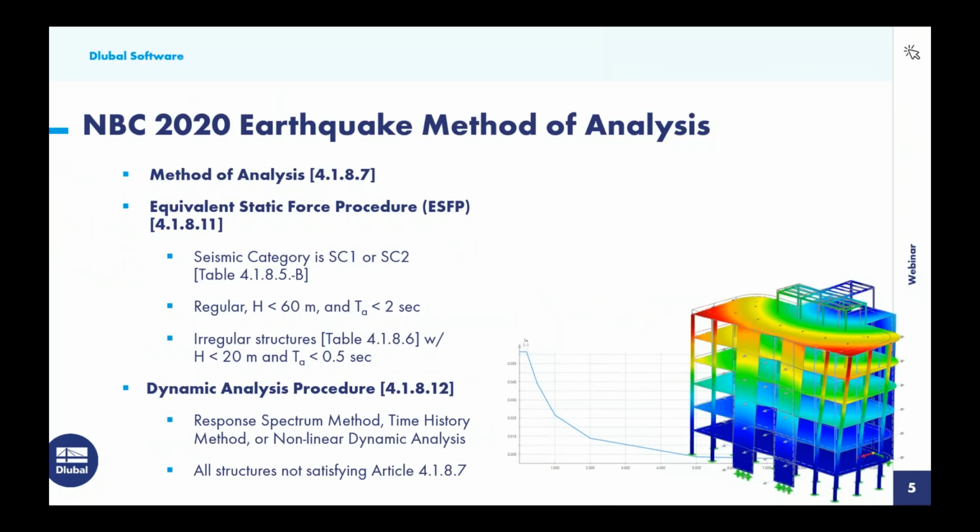Before we begin, I want to discuss the NBC 2020 earthquake methods of analysis that are given in Article 4.1.8.7. We have the equivalent static force procedure that is provided in 4.1.8.11, and this is certainly a simplified approach for seismic design. This can be applied for buildings that are of seismic category SC1 or SC2, given in Table 4.1.8.5.B. It also can be applied to regular structures with a height less than 60 meters and a fundamental lateral period less than 2 seconds. We can also apply this simplified approach for irregular structures, and we would refer to Table 4.1.8.6 to see what categorizes a structure as irregular. But the height must be less than 20 meters, and that fundamental lateral period must be less than 0.5 seconds.